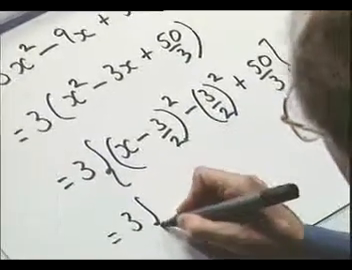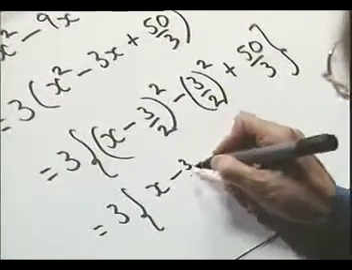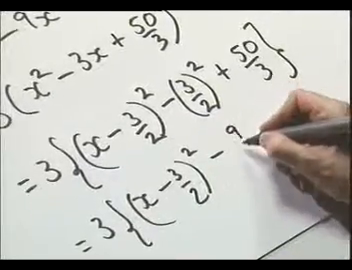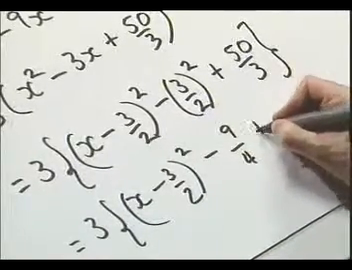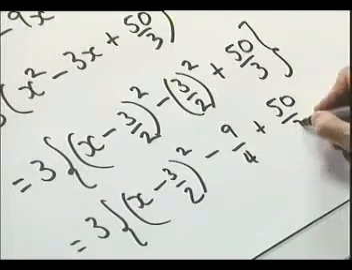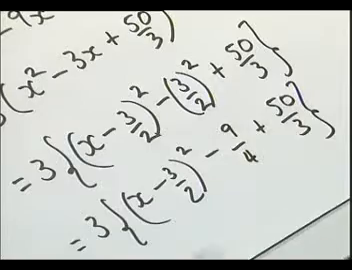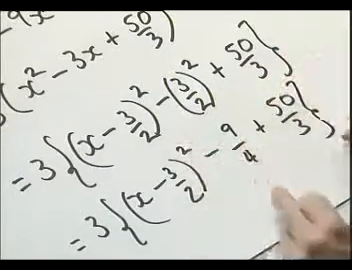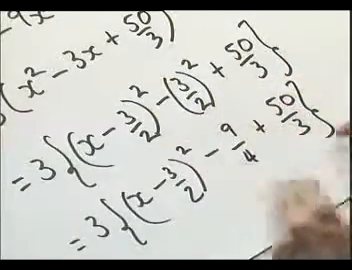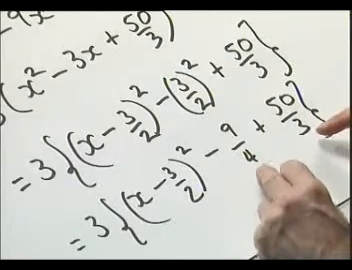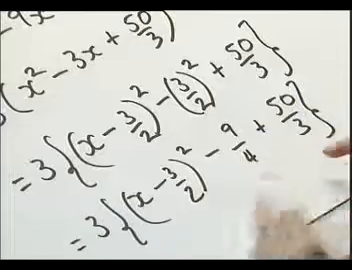3x minus 3 over 2 all squared minus 9 over 4 plus 50 over 3. And close the big bracket. Now all we need to do now is put these together. And to do that, we need a common denominator, and the common denominator of 4 and 3 is going to be 12.